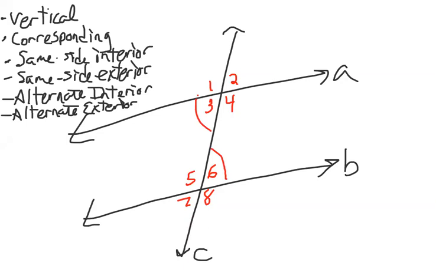Okay. Last one, alternate exterior we need. Give me an example of that. Zoe is not here. Tom, give me alternate exteriors. 2 and 7. Yes, good. On the alternate sides of the transversal, and they are on the exterior. Oh my gosh, you guys are really good at this.